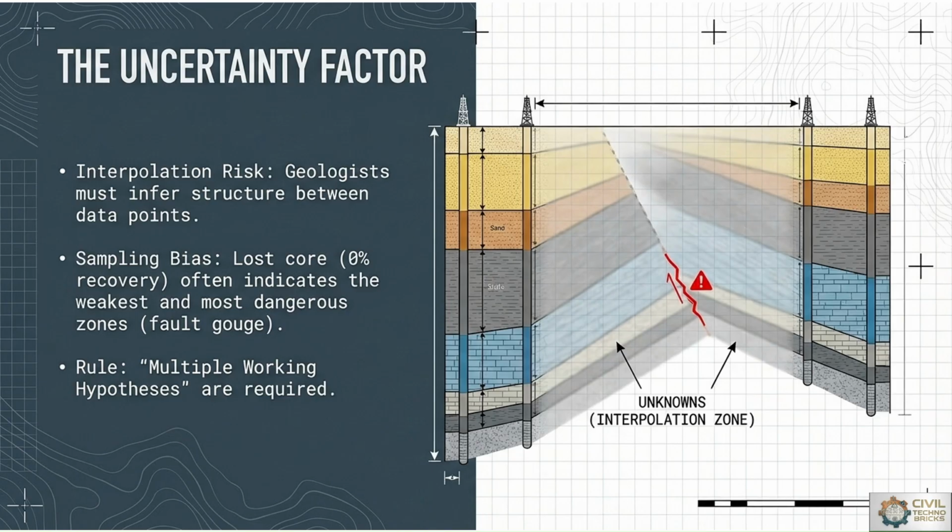So sampling with lost core, where 0% recovery is there, often indicates the weakest and most dangerous zones, that are fault gouges. What is the rule? Multiple working hypotheses are required. Means we have to perform the trial and error method to collect the data or for the investigation. Why? Because we have to cross check the previously collected data and we have to update the data currently. Likewise, we can do multiple working hypotheses to overcome the uncertainty factor.